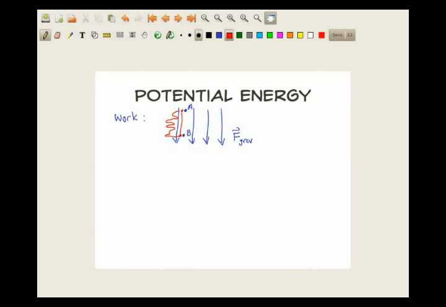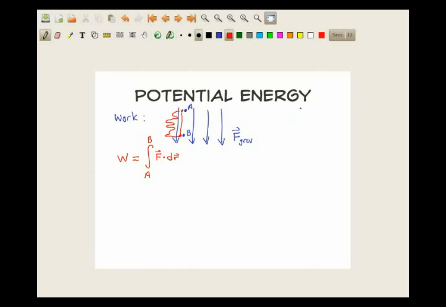The idea of work is that work done against or by a force, like for instance gravity, the total work that you do, or that the field does, is equal to the integral from A to B of the dot product of the force and a piece of the path, dr vector.